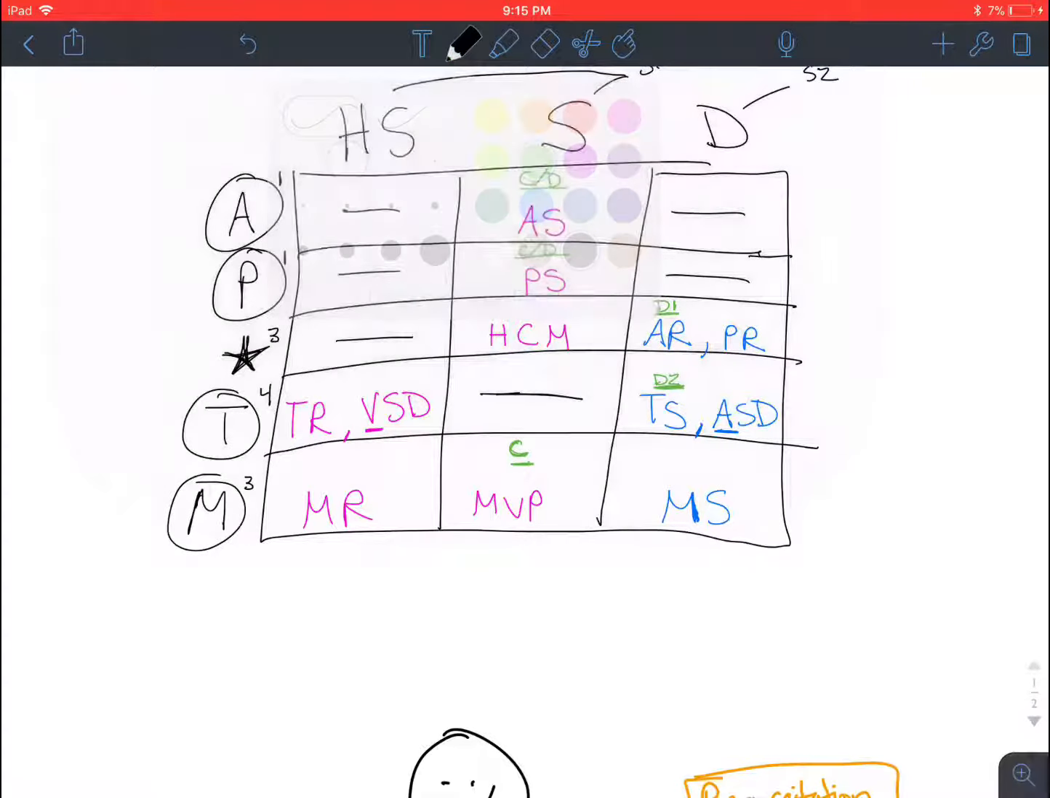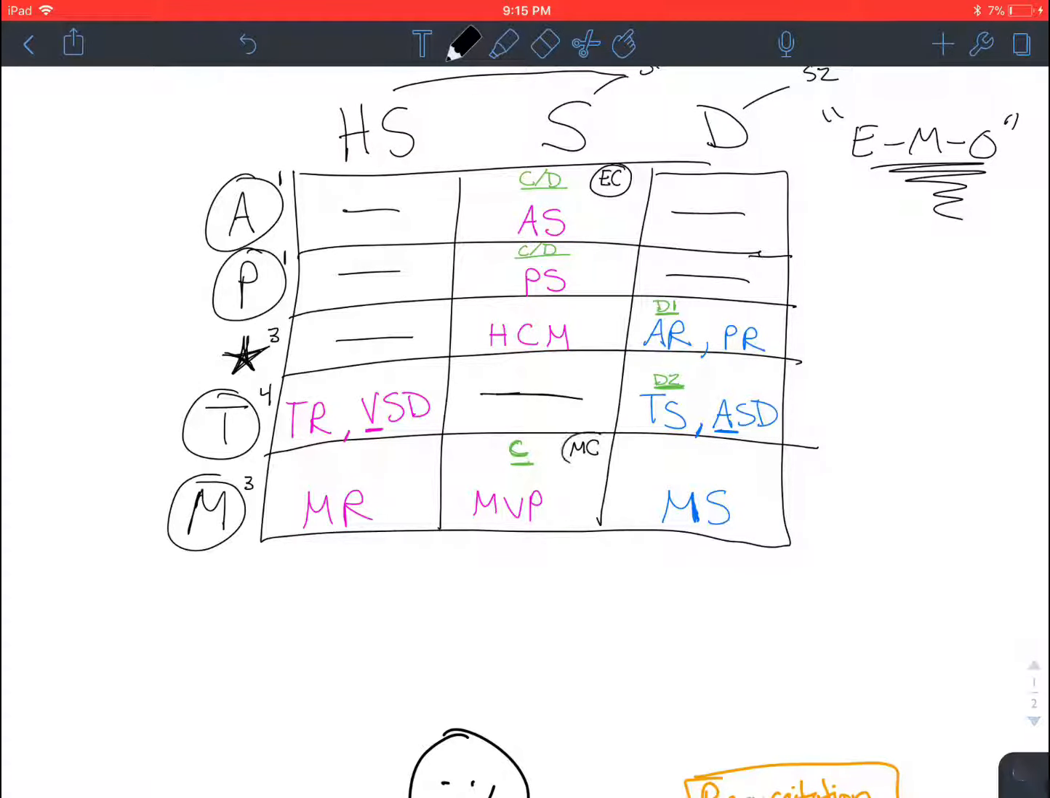Okay, next is where we use EMO. EMO. What does that mean? Well, they stand for the weird sounds that happen in the middle of some of these. So you'll have the E for ejection click, the M for mid-systolic click, and then the O for opening snap. EMO.